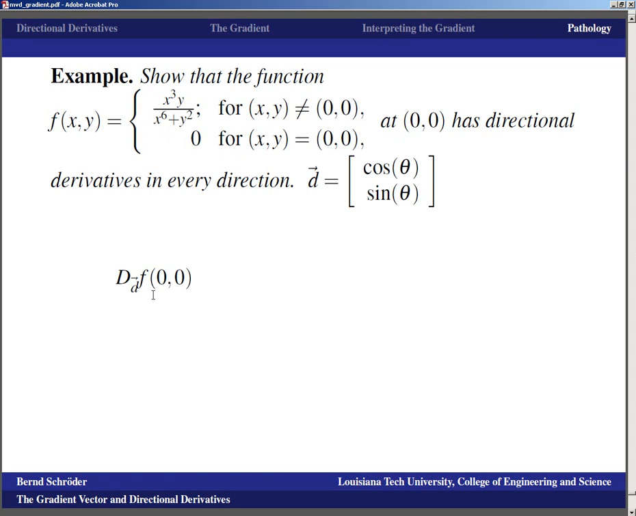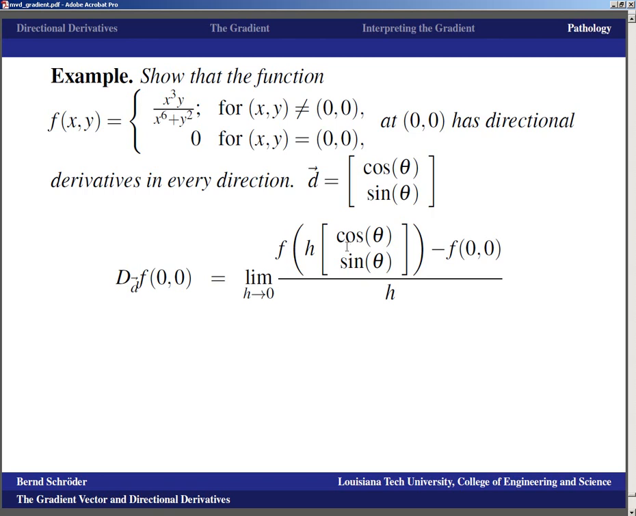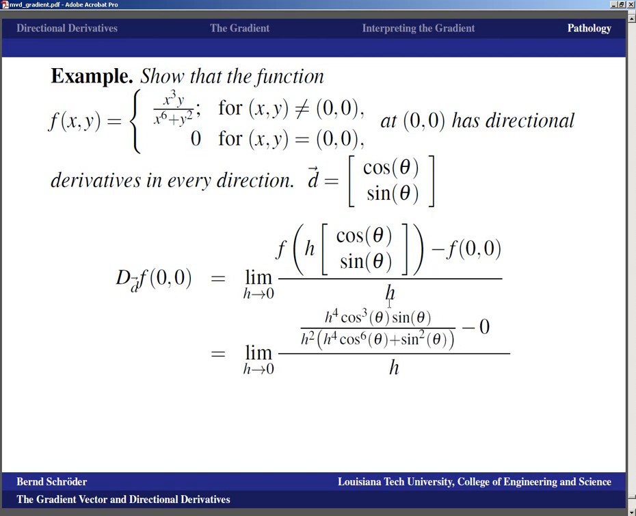So the directional derivative of f at (0, 0) in the direction d would be the limit as h goes to 0 of f of h times the direction vector (cosine theta, sine theta), minus the value at the origin, which is, of course, 0. And now if we plug everything in, we get an h cubed from x cubed and an h from the y, so we get an h to the fourth overall. We get x is h cosine theta, so with the x cubed, we get a cosine cubed. y is h sine theta, and that means from the y we get the h, which is already absorbed here, times sine theta. And in the denominator, these have an h squared in common that I can factor out, and then we still have an h to the fourth here in the x, and then x, of course, is the h cosine theta quantity to the sixth, and the y is the h sine theta quantity raised to the sixth.